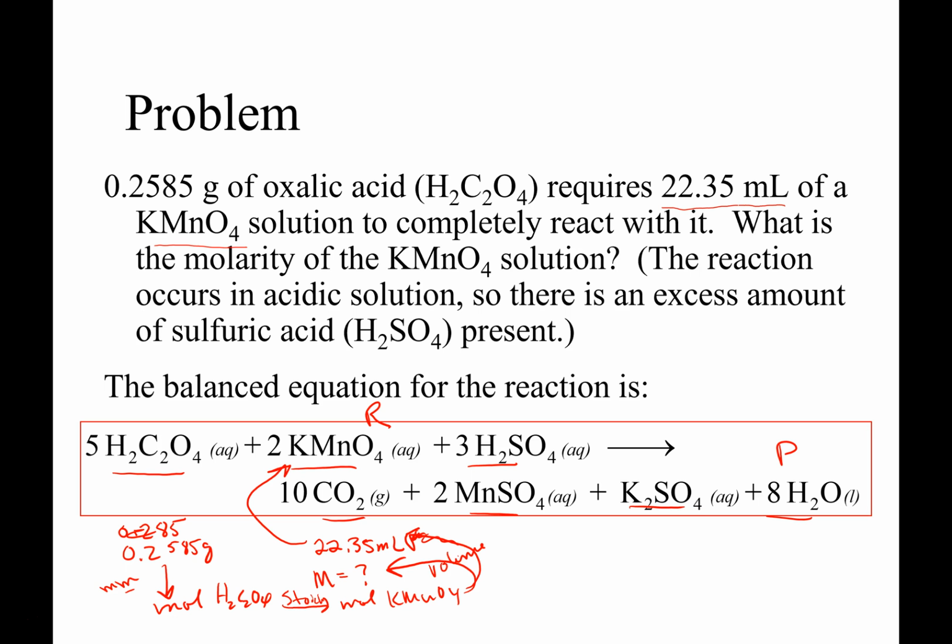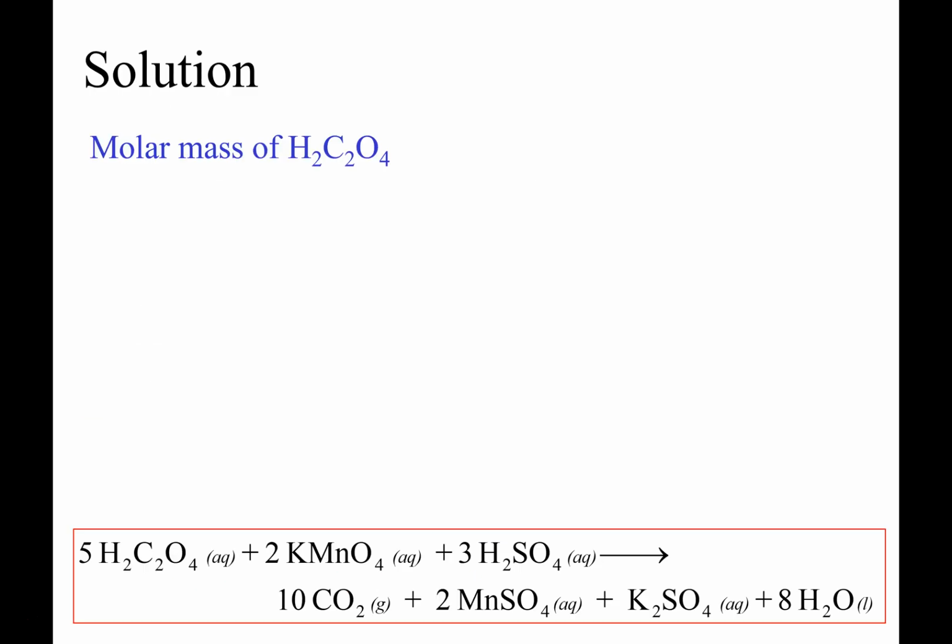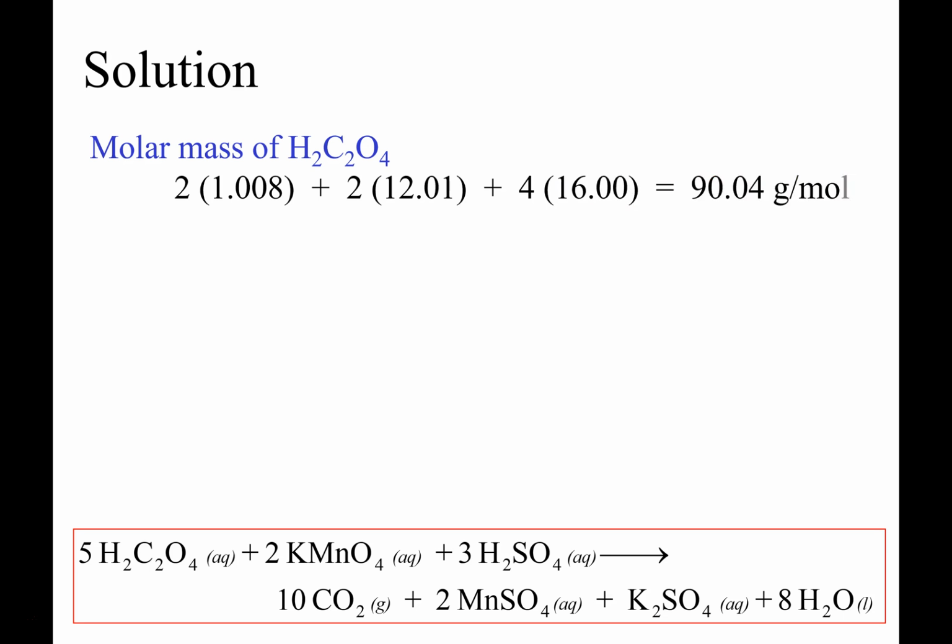So again, we still have three little problems to work. We need to do a little side calculation, knock out the molar mass of H2C2O4. So we take 2 times 1.008 plus 2 times 12.01 plus 4 times 16.00. We're looking at a molar mass of 90.04 grams per mole.